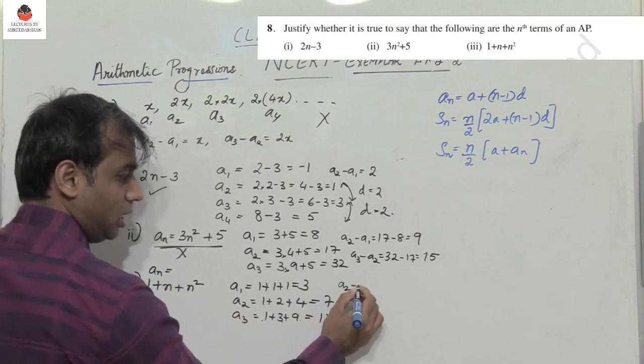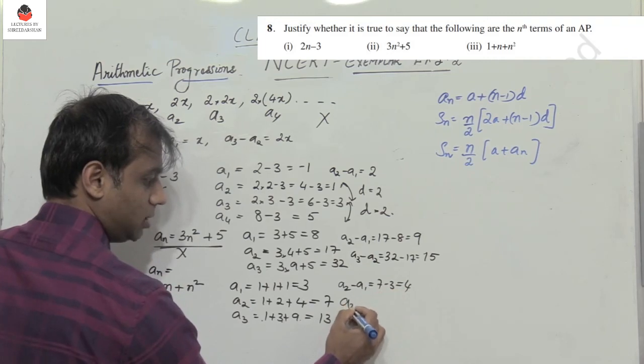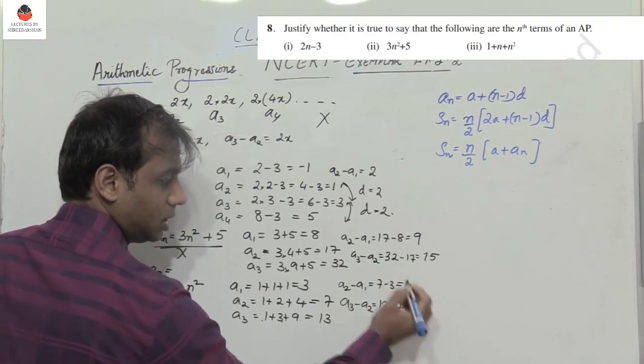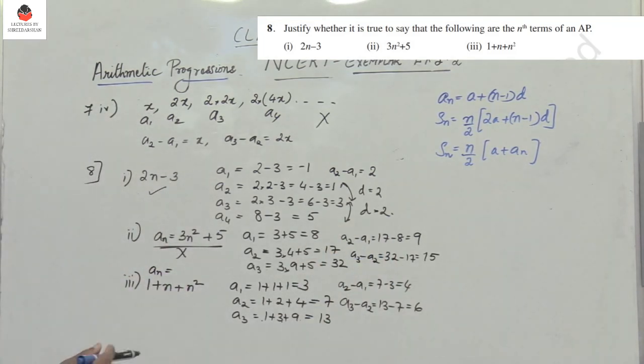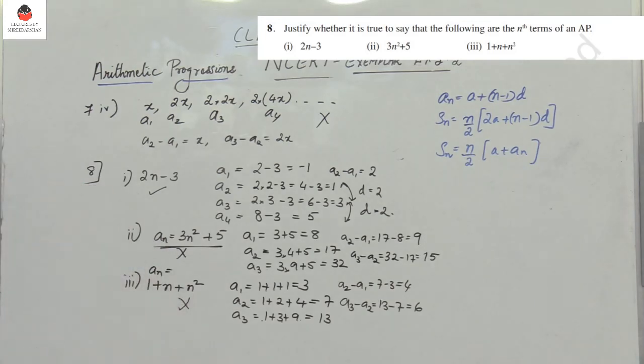So here a2 minus a1, the difference is 7 minus 3, which is 4. a3 minus a2 is 13 minus 7. The difference is 6. So definitely the two common differences are not the same. So this does not qualify to be the nth term of the arithmetic progression.